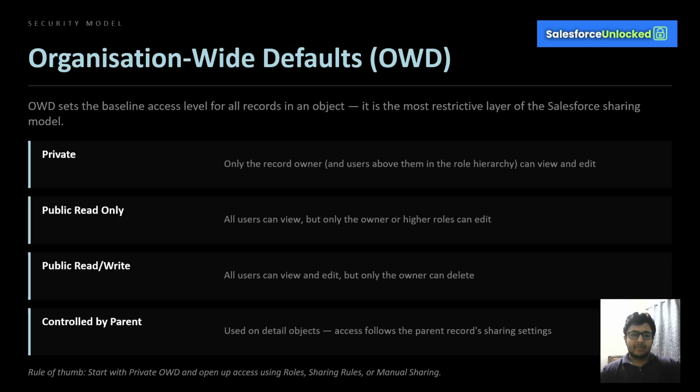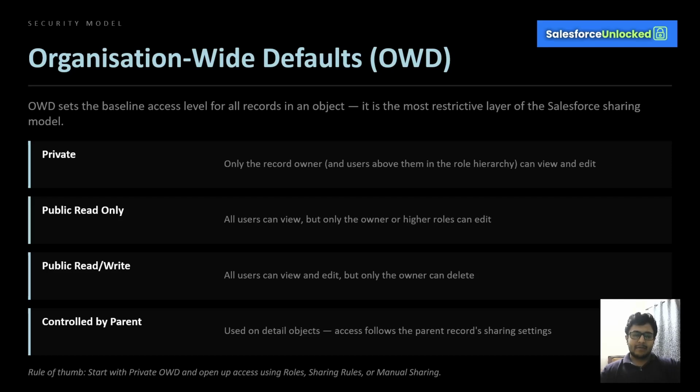Then comes the public read-only setting. Public read-only means everyone in the org can find and view the record, but only the owner or the users who are above them in the hierarchy can make changes. So it gives some access to objects, unlike the private setting.